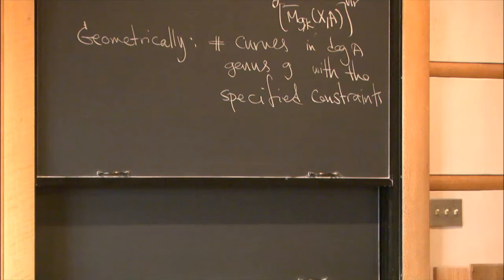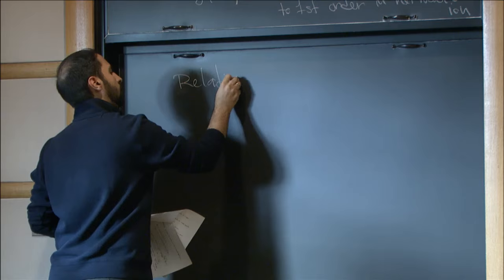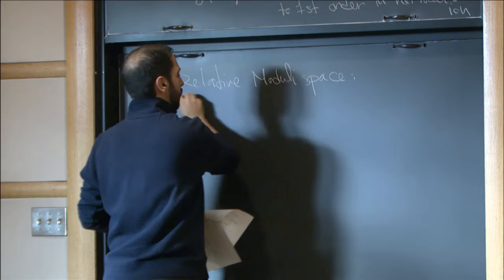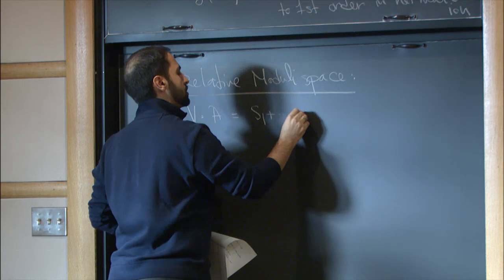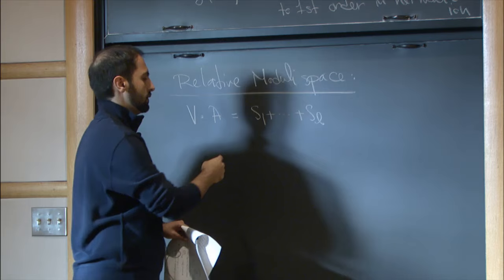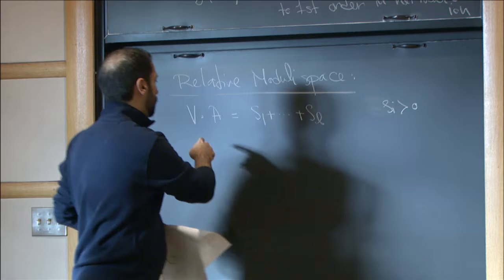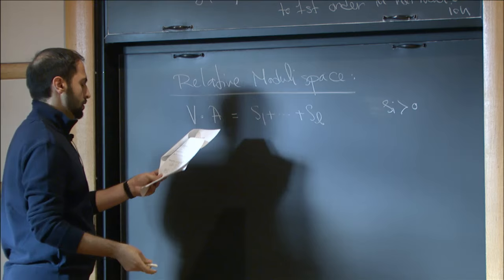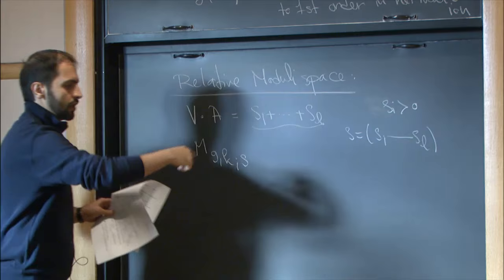Now, for the relative version, we are going to have a divisor. If you have the divisor, you can look at the intersection of that with the homology class A. That's a number. You can partition it into some non-zero numbers, or maybe zero; if they're zero, we don't write them. So the S_i are bigger than zero unless the thing is zero, which would be empty. And we look at the following moduli space, M g,k,S of X,V,A, where S is the ordered tuple of these numbers.